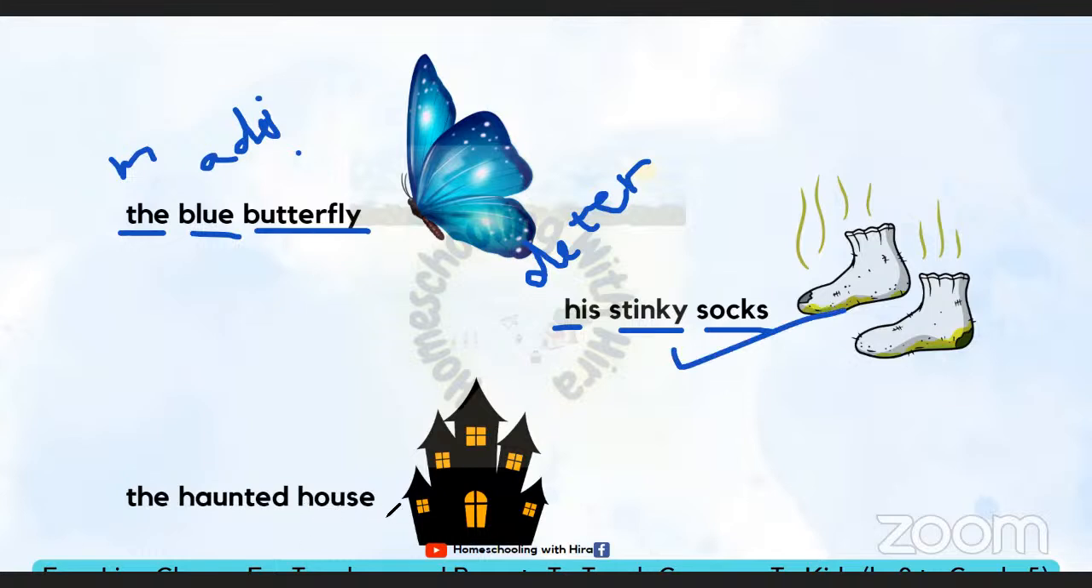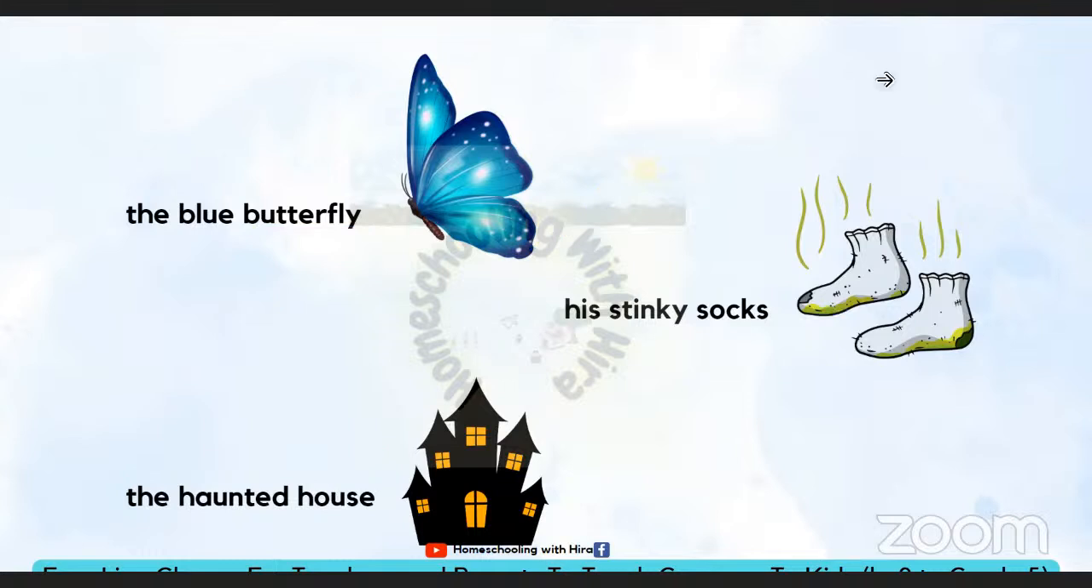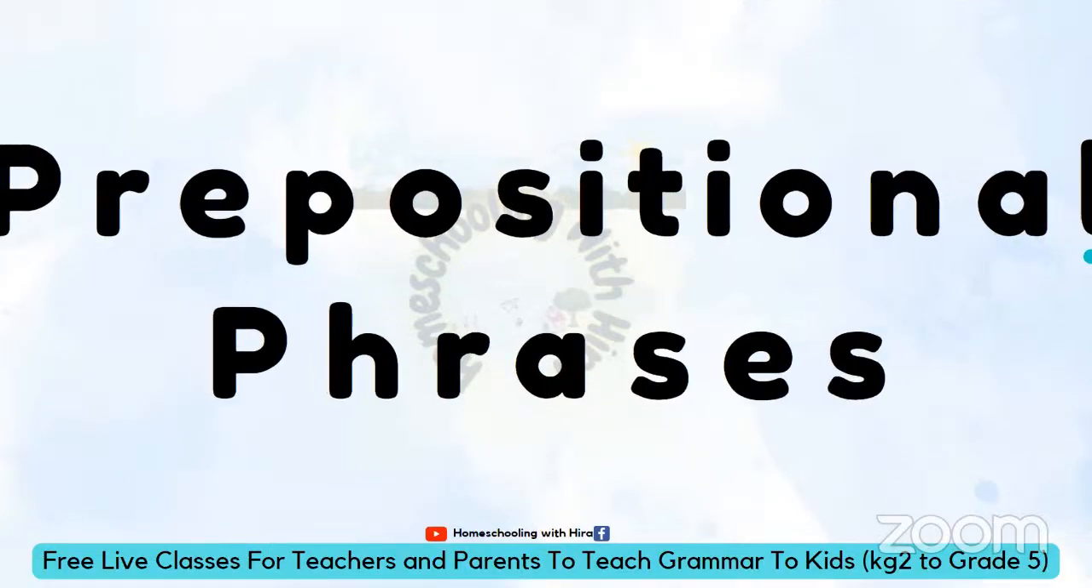The haunted house. It's again a noun phrase. ठीक? So remember, noun phrase क्या होता है? Noun के साथ उसको define करने वाले, उसको modify करने वाले, उसको describe करने वाले जितने भी words हैं वो सारे मिलके noun phrase बनाते हैं. In a sentence, we can have more than one noun phrase. Right? एक sentence में एक से ज़्यादा भी noun phrases हो सकते हैं.